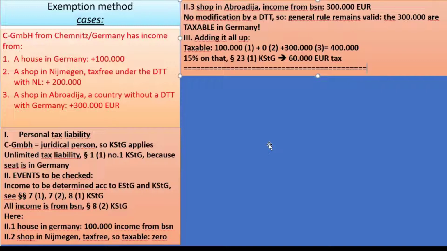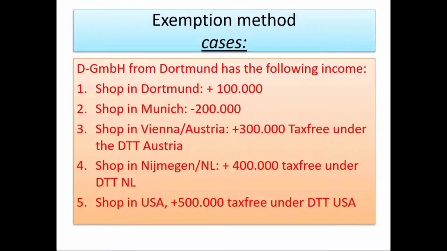Everybody is happy, should be happy, should be ready and prepared for the next case to exercise the exemption method consequences. Now, this, ladies and gentlemen, could really not be a surprise for the intelligent ones among us. The GmbH is now in play. It's from Dortmund in Germany and has the following income. A shop in Dortmund brings an income of plus 100,000. A shop in Munich an income of minus 200,000. A shop in Vienna in Austria brings 300,000, which is tax-free under the DTT Austria.